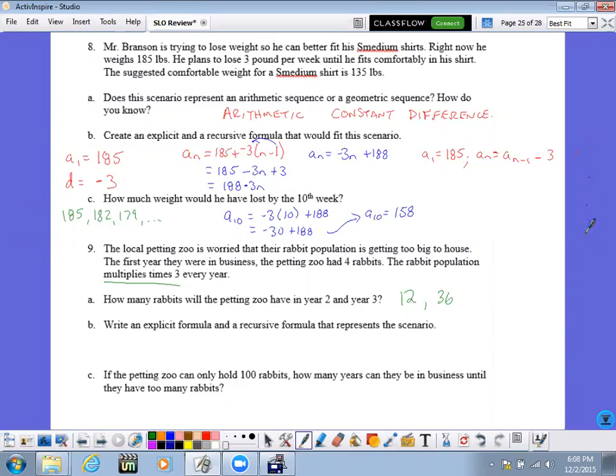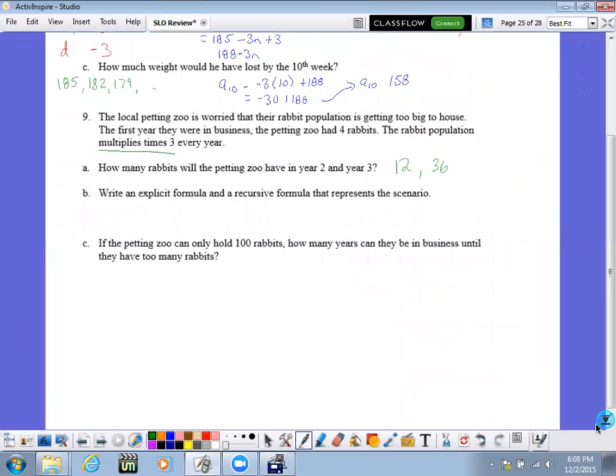Explicit and recursive formula. So this one, I'll go ahead and move this up. In this case, we need your first term still. So our first term is 4 rabbits. And then we don't have a common difference because it's geometric. Instead, we have a common ratio, and our common ratio is times 3. Now, don't forget, this is the one where you ended up having some fractions and stuff like that. Don't freak out about the fractions. Just try to work through them.